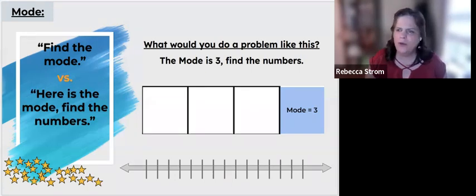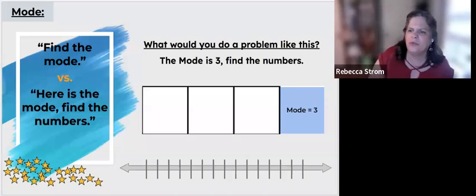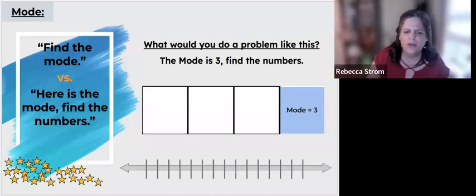Now on this one, the mode is 3. I'm hearing 2 or 3 numbers that could be 3. So yeah, all 3 of them could be 3. 2 of them could be 3. Could one of them be 3? And why is that? What do our students need to understand about that?